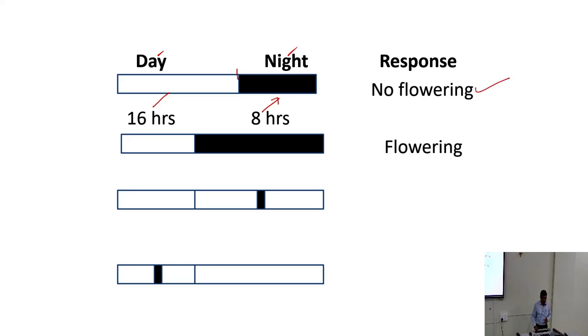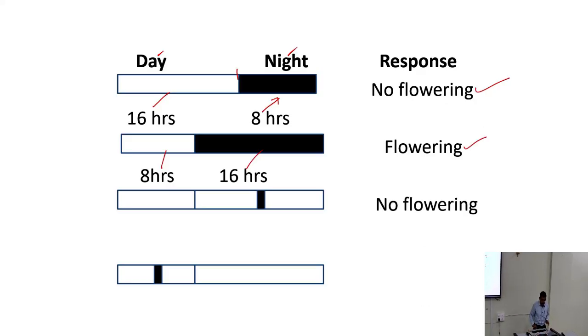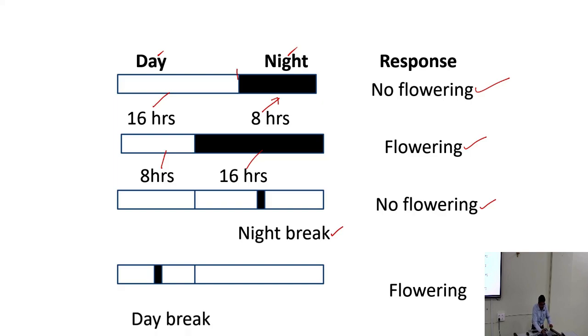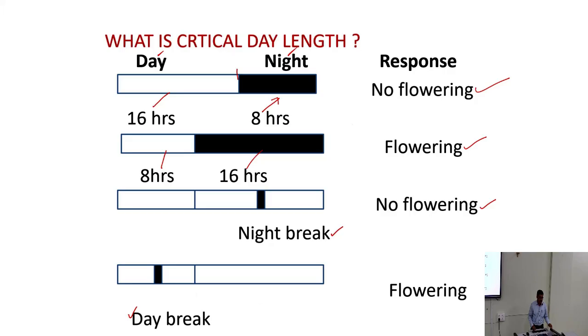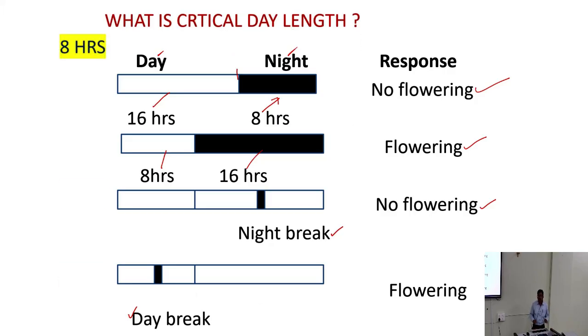In the second case, where there are 8 hours of day and 16 hours of night, we observe flowering. Let's move on to the third case, where there is a night break, and when there is a night break, there is no flowering. Moving on, we can see that there is flowering. In this case, we have something called a daybreak. Based on that, we need to find out its critical day length. Now think, what is going to be its critical day length? Its critical day length is 8 hours.